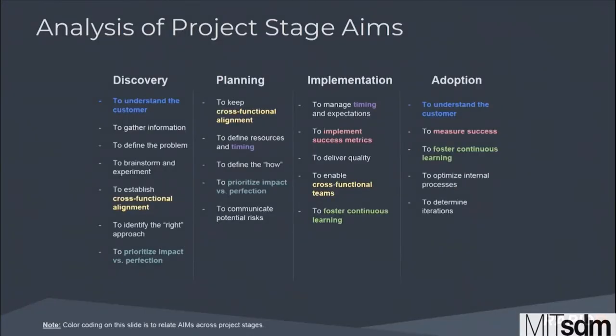One of the things that we did was identify what the aims are. When you go back, we have this large overarching aim, but we also wanted to look at that across the life cycle. So what are the goals that you're looking for at the discovery phase, at the planning phase? And the color coding shows where the same theme was showing up across different stages.